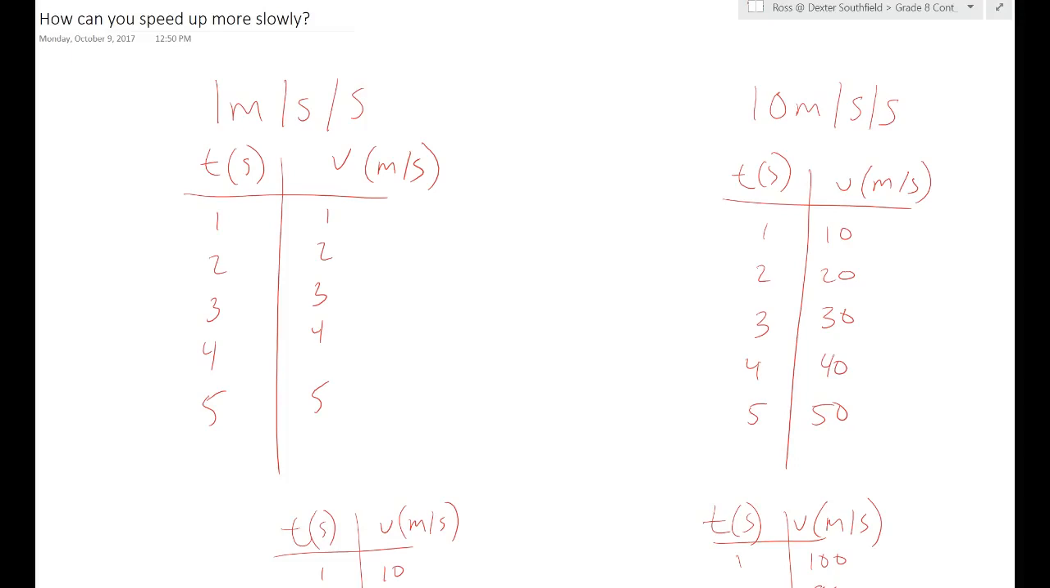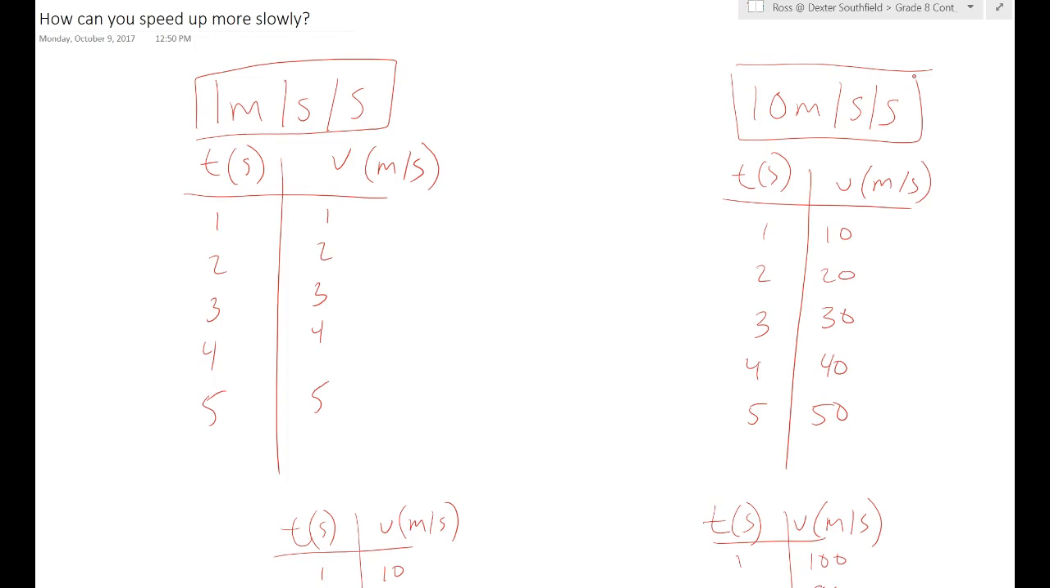Another reason that acceleration can be kind of confusing is that when you're accelerating, you can accelerate faster or you can accelerate slower. And that kind of terminology doesn't really make sense. How can you speed up more slowly, right? What does that mean? So we're just going to look at two rates of acceleration here. Our first one is 1 meter per second, and the other one is 10 meters per second. And we're going to just talk about these two and compare them before we get any more complicated.